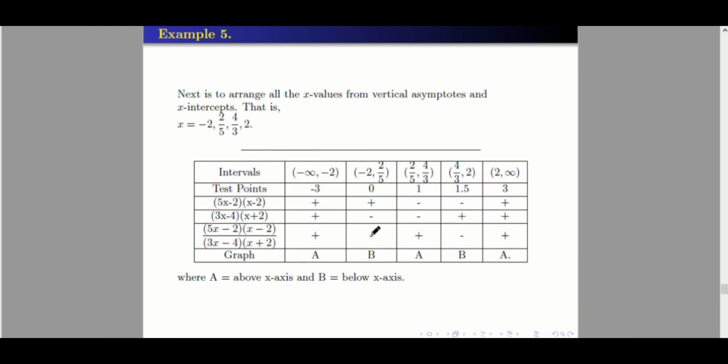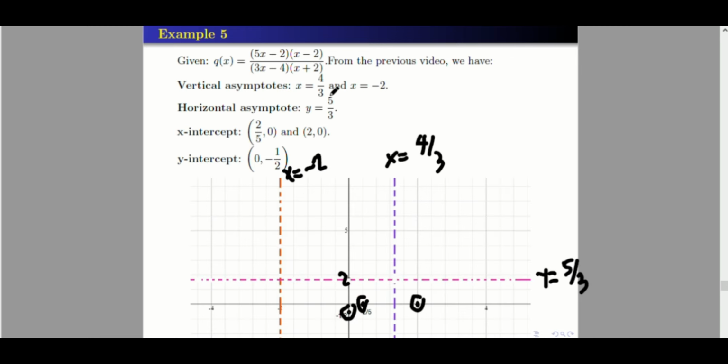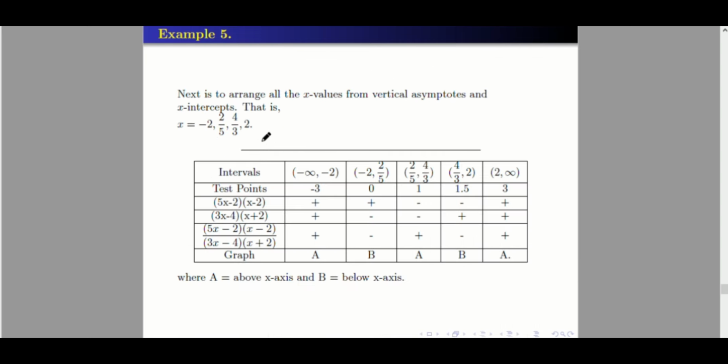Okay, next. So we arrange. We have these four values: 4/3, negative 2, 2/5, and 2. So the smallest is negative 2, followed by 2/5, then 4/3, and 2. So we have negative 2, 2/5, 4/3, and 2. Then we have negative infinity, and we also have positive infinity.